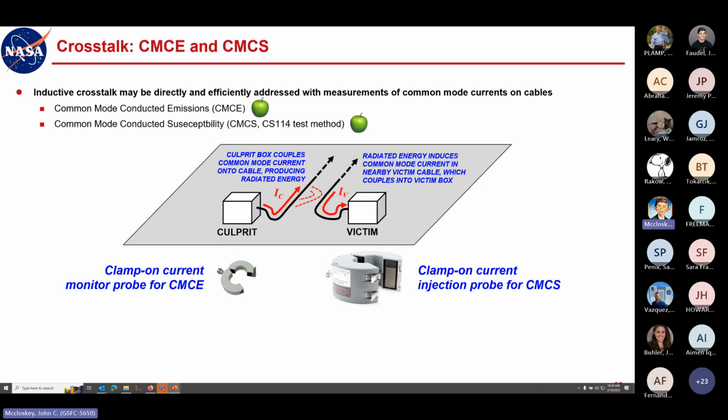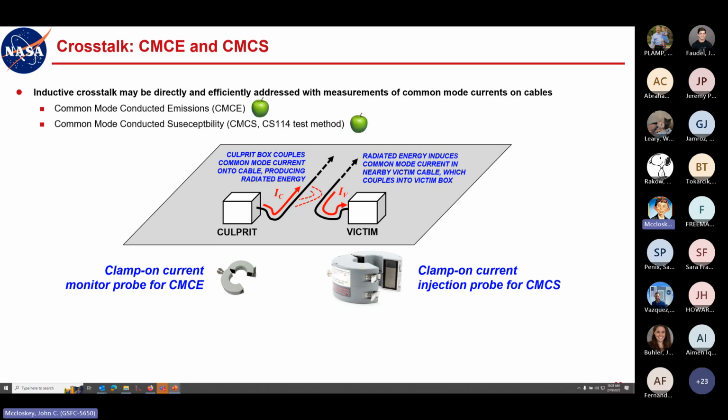An injection probe works basically in reverse. You apply a signal to the connector, and the same coil of wire wrapped around the magnetic core produces magnetic flux. You clamp this around your victim cable, and it produces a magnetic flux through that loop, which induces a potential on that loop, resulting in a current depending on the impedance of that loop.